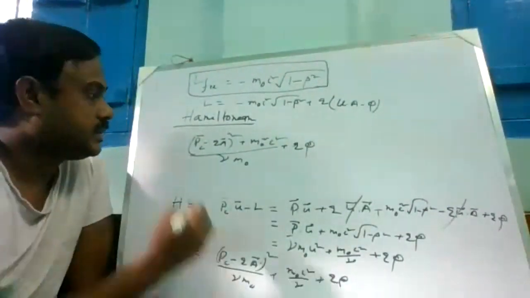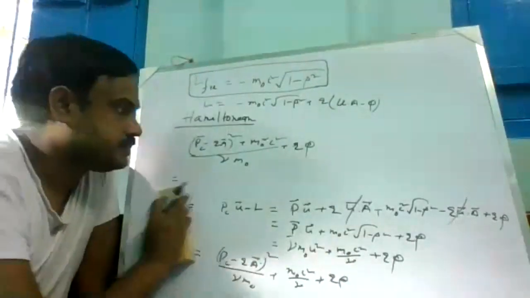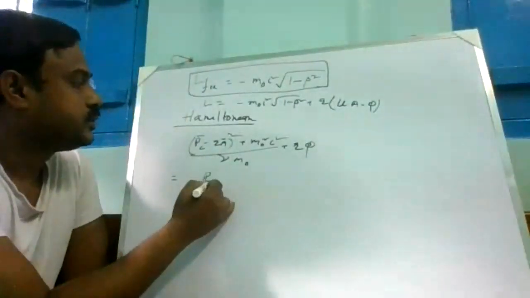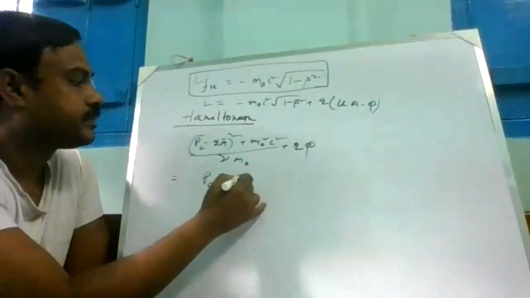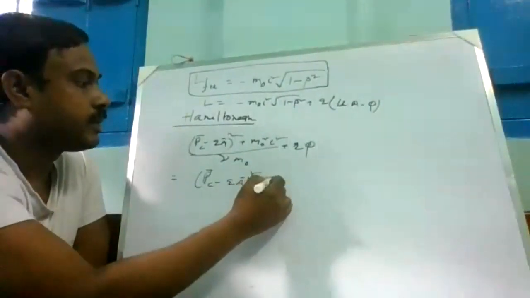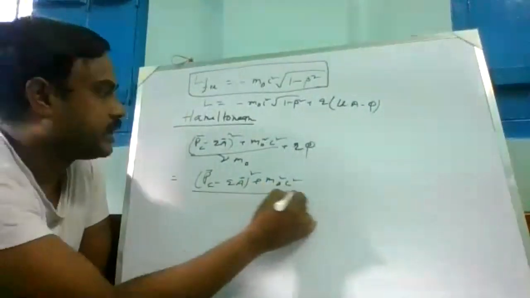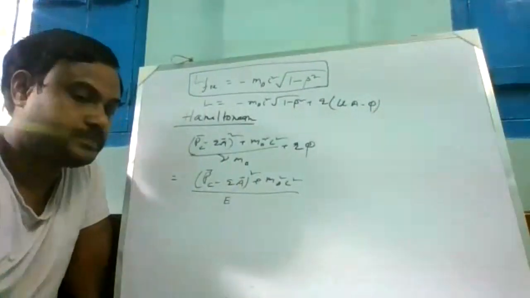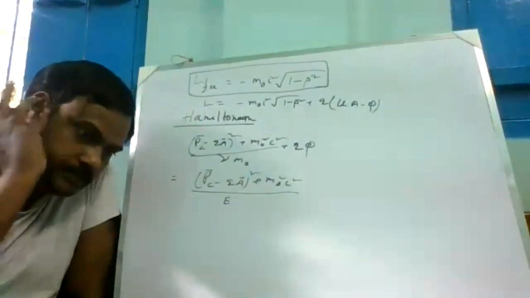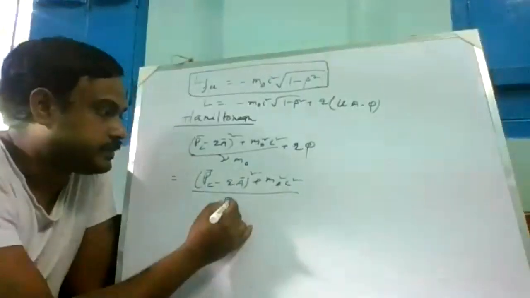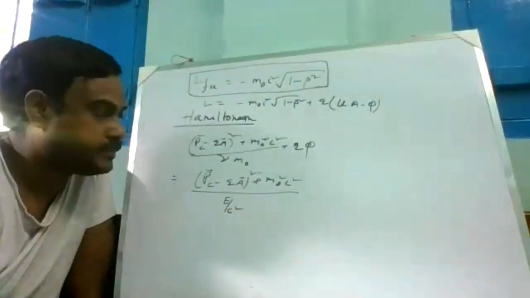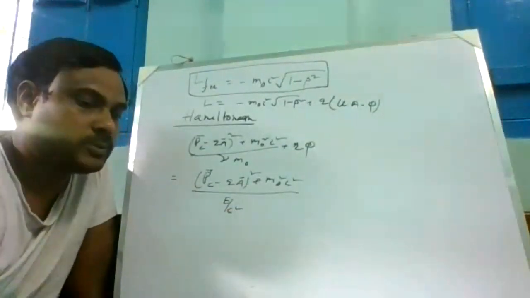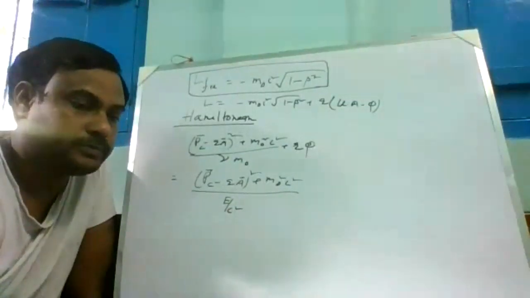Now γ m0 is nothing but m. γ m0 is m. So (Pc minus qA) whole square plus m0² c² over γ m0 equal to m. M equals E by c², equal to mc². Now E by c² will be equal to, E is nothing but the square root of p²c² plus m0²c⁴.